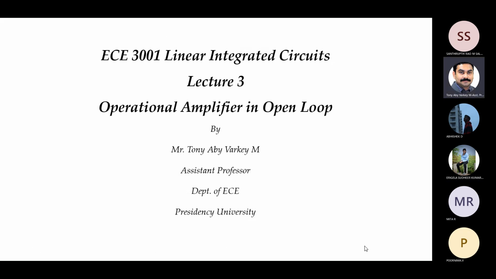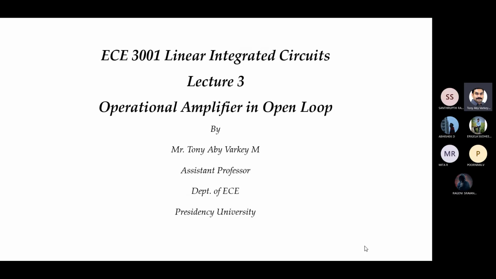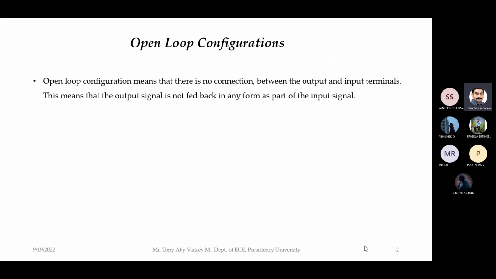So today in this lecture, we will be discussing operational amplifier in open loop, which means that you will not be giving any feedback from the output side to the inverting or non-inverting terminal. Open loop configuration means that there is no connection between the output and input terminals. The output signal will not be fed back in any form into the input side. That is what is meant by open loop. There won't be any feedback.